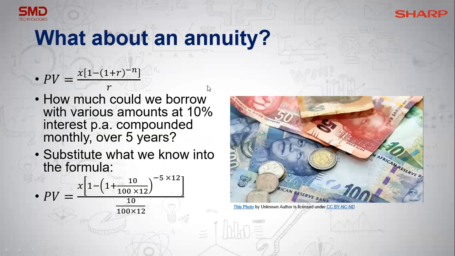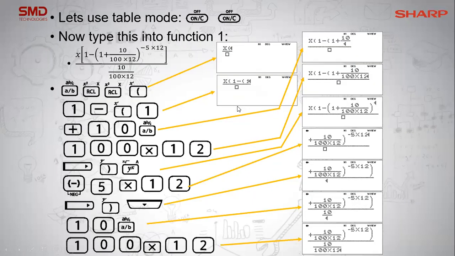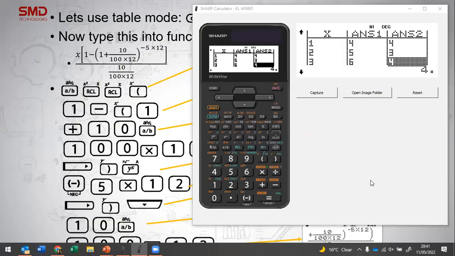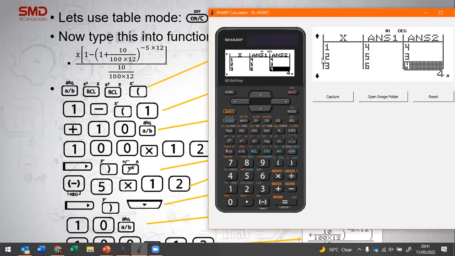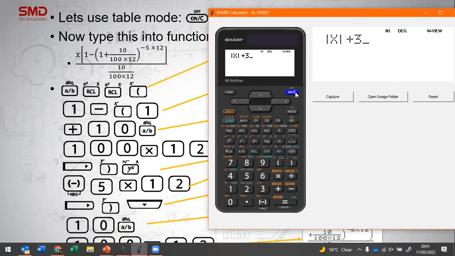So present value annuities. Is everyone happy? We still all good? Okay, so I am gonna share both my calculator and screen with you again. And again, we're gonna work in table mode. So to clear the function away, I'm just gonna press on twice.